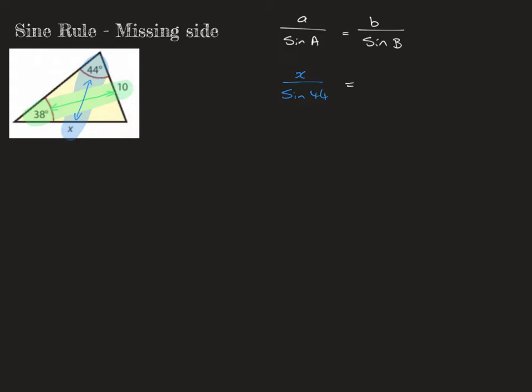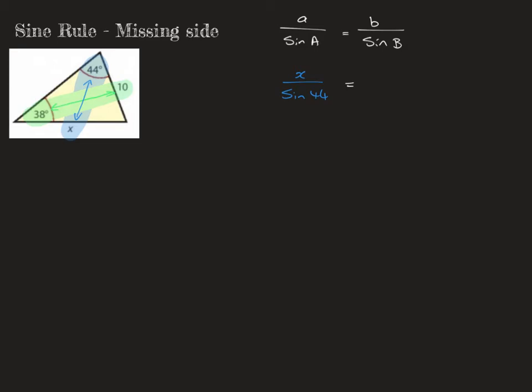It doesn't matter which one you put as a, as long as you make sure that it corresponds to the opposite side. So if you put 10 as a, then you have to make sure that the angle for a is 38. It doesn't have to be on the left. I typically keep it on the left, but if you wanted to, you could put it on the right. So that's the first fraction done.